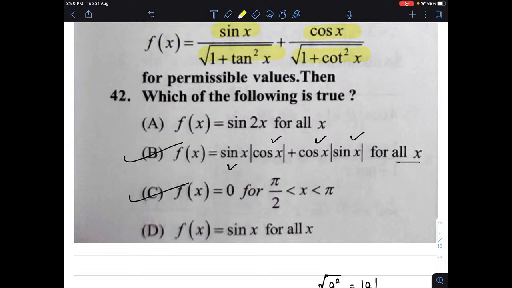Guys, this will happen not only for pi by 2 to pi. It will happen after pi if I add, let us suppose, 2n pi. That means the positive x-axis we are talking about. And in that if I add pi by 2 to 2n pi, or add pi, for each and everything it will be 0. So we should not write it for only pi by 2 to pi. So the more appropriate one will be option B over here. Hope you guys would have got my point.